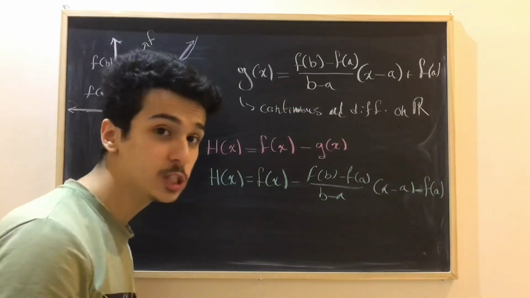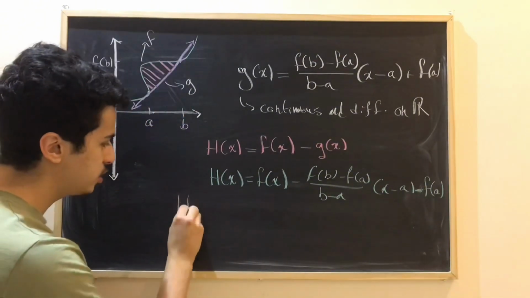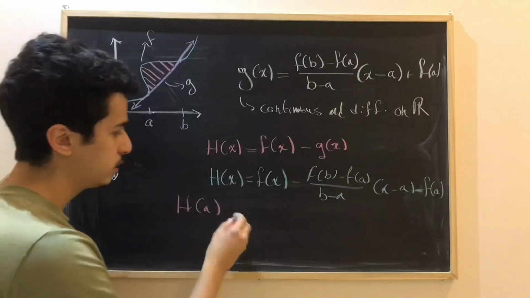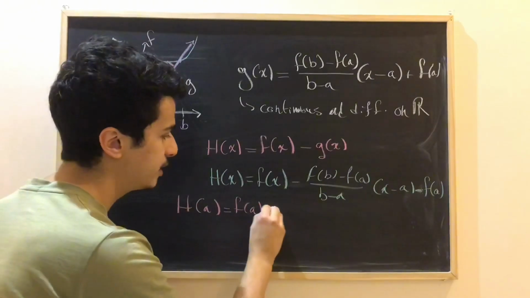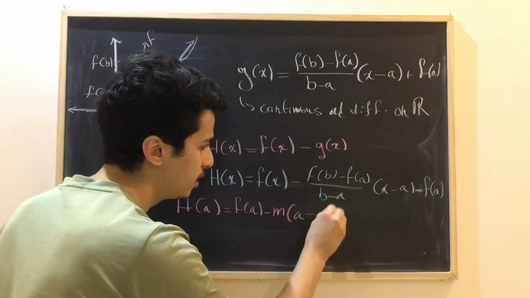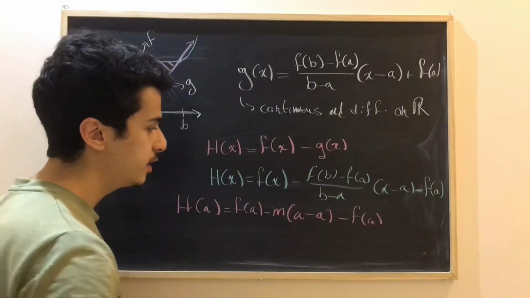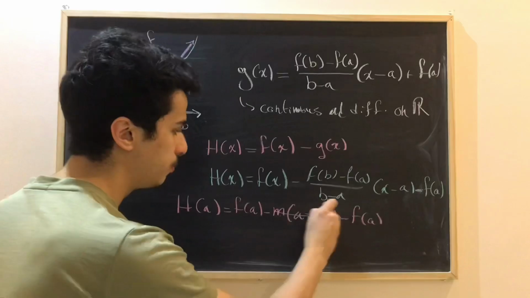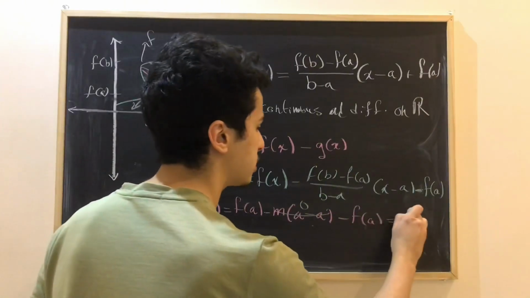And here we notice another very important property, and that is h of a is equal to f of a minus this slope, I'm just going to write m, times a minus a, replacing the x, minus f of a. You see here, a minus a is 0 times the slope, all 0. f of a minus f of a is 0, so that'll be just a 0.